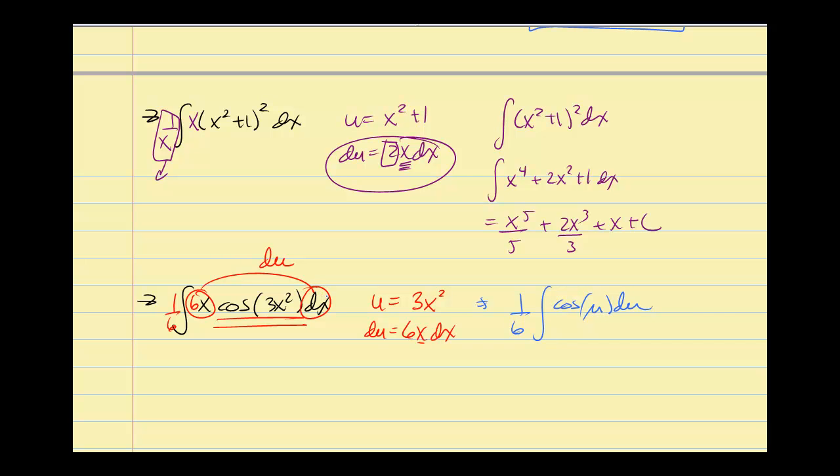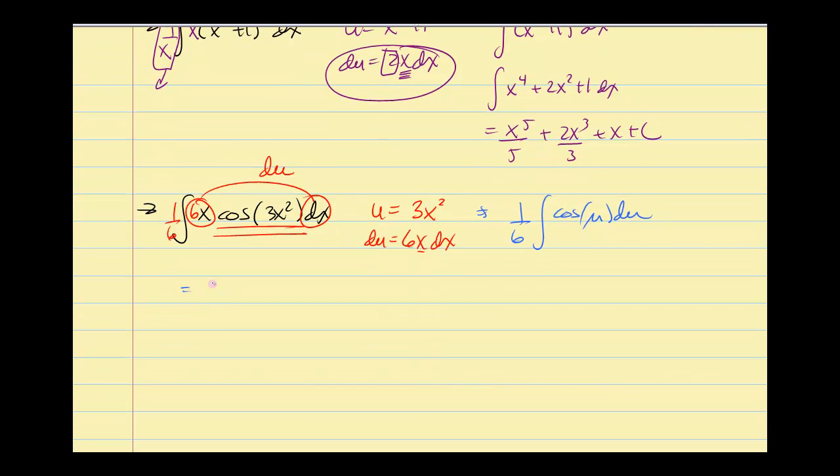Now remember, this is still the basic idea of Riemann sums. This is the base times the height. I'm summing rectangles here, so that hasn't changed. This process and its meaning has not changed. Now when we integrate, I drag that constant along, I drag the 1/6 along, and the integral of cosine u is sine of u. Now my original problem was in terms of x up here, and so should my solution be, so I need to rewrite this. I need to substitute back in. So this is going to be 1/6 sine of u, but u is 3x squared plus c.